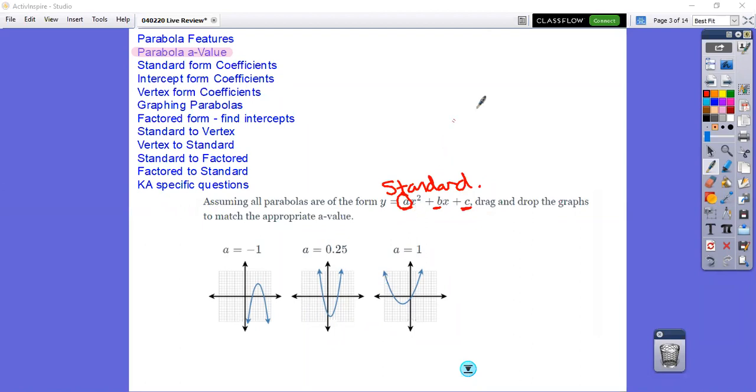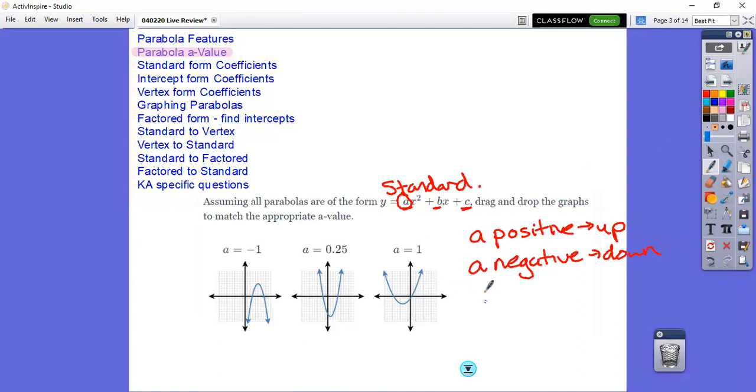Okay, so a values. I know that if a is positive, the graph is going to open up, or be concave up. I know that if a is negative, the graph is going to open down or be concave down.